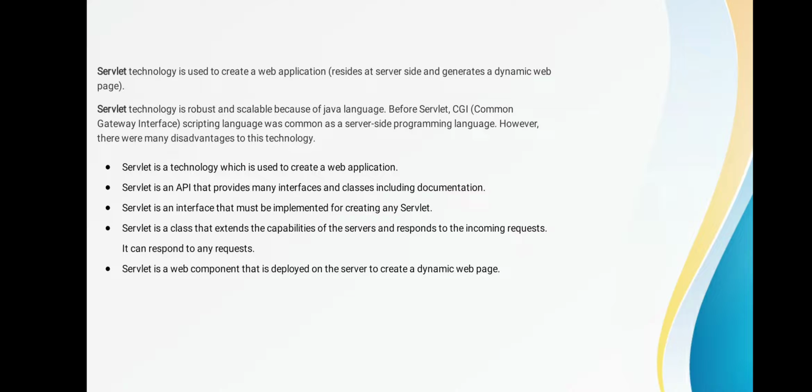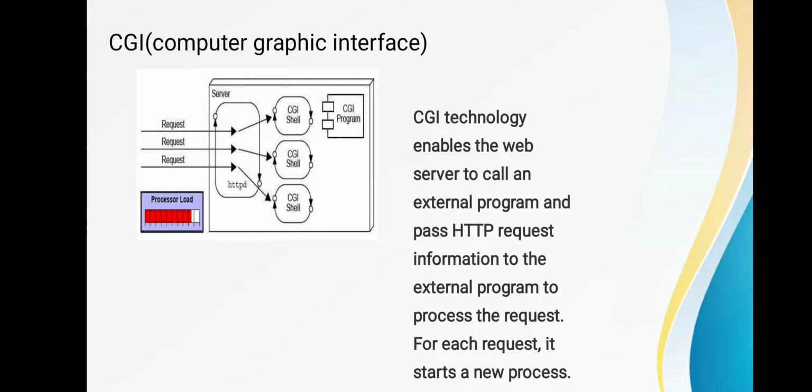Now, first of all, before using servlet, we used the common gateway interface, which is known as CGI. There are some disadvantages of CGI, so that's why we are using servlet. Generally, CGI technology enables the web server to call an external program and passes HTTP request information to the external program to process the request. To start a new process, it has to request.